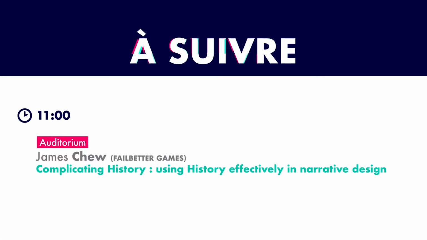Hi, I'm James Chew. I am a narrative designer at Failbetter Games. For those of you who don't know us, we're a small independent studio in London. We've been making games since 2009, and we have games in a shared universe, the Fallen London universe. And one of our games, Fallen London, the premise is London in the 1850s was stolen by giant space bats.